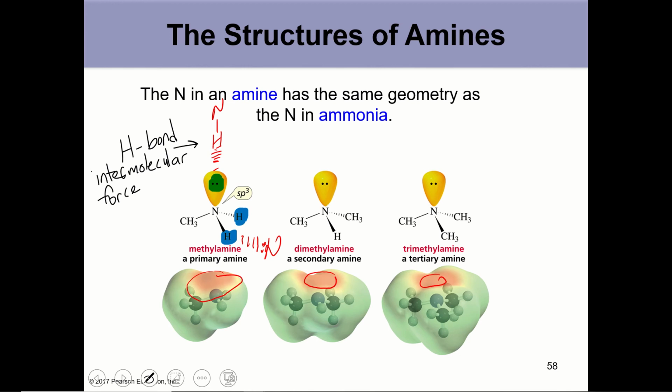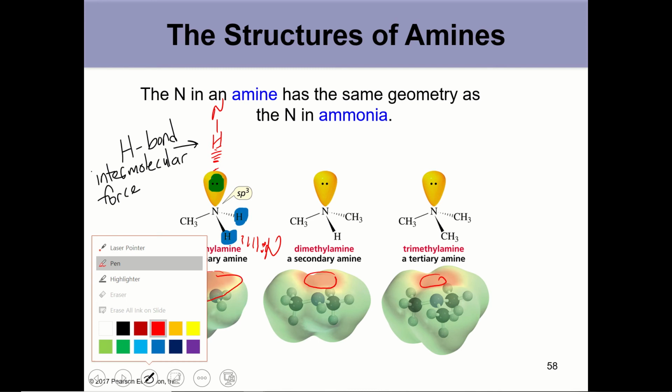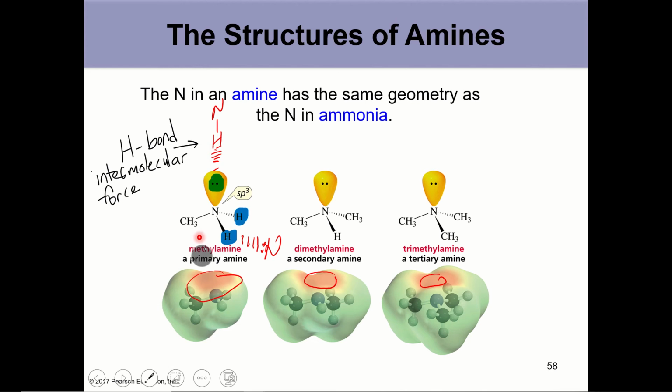Structures of amines. The N in an amine has the same geometry as the N in ammonia, but one of the hydrogen atoms of the NH3 ammonia is replaced by a bond to carbon. So we've replaced one of the NH3 hydrogens with a bond to carbon and generated methylamine. We can also make dimethylamine and trimethylamine.